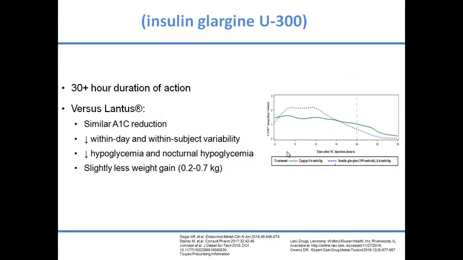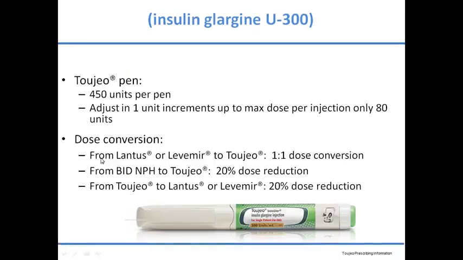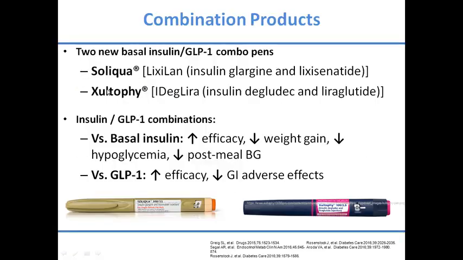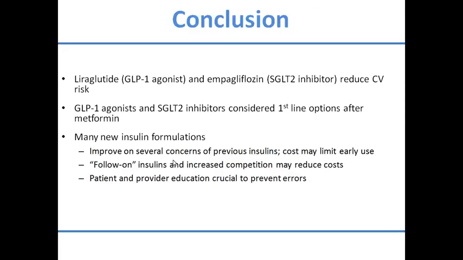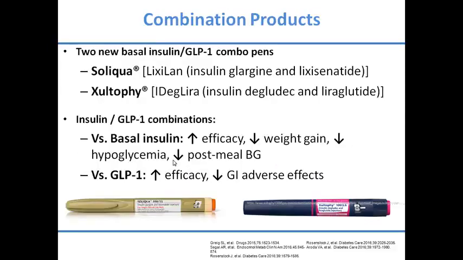It has shown better effect and has a 30-hour duration of action. It's available under the name Toujeo. Then two new basal insulin combinations, glargine and lixisenatide, and degludec and liraglutide, are also coming up. Soliqua and Xultophy are the names. And this is all that is going on in diabetes right now. I'm just telling you these, you don't need to worry about it. I'm telling you so that you have an idea.